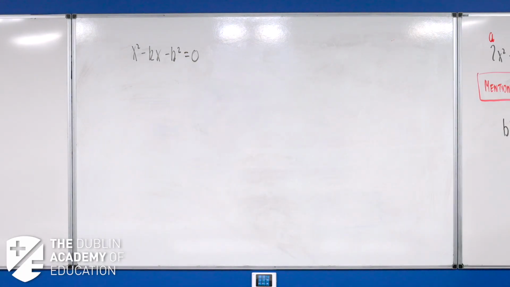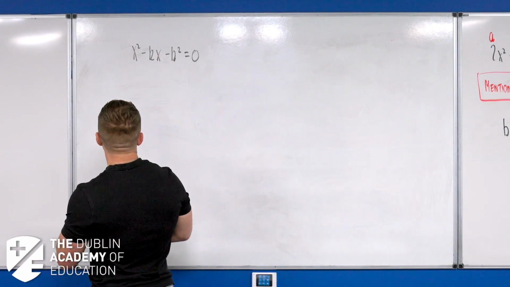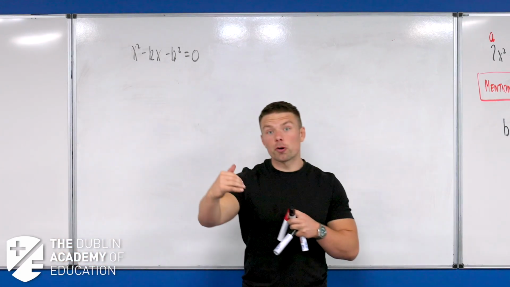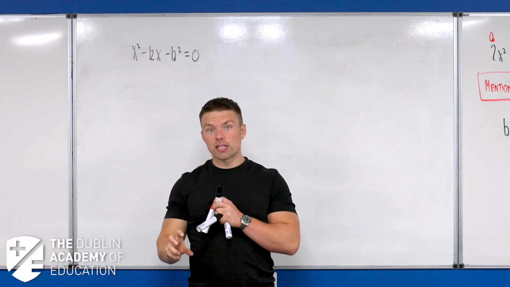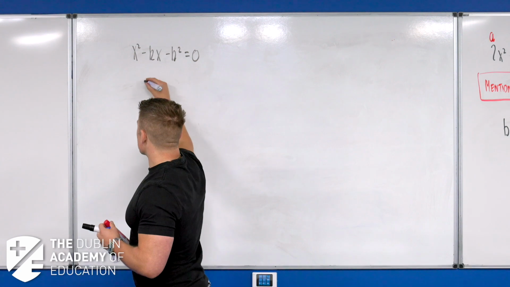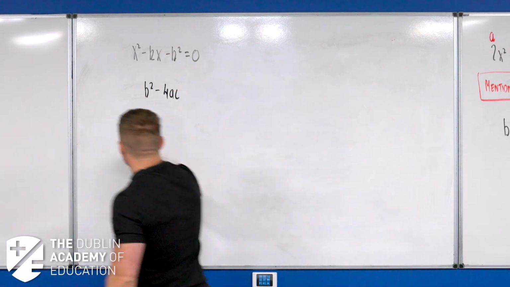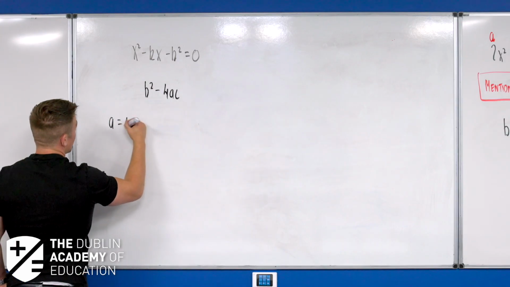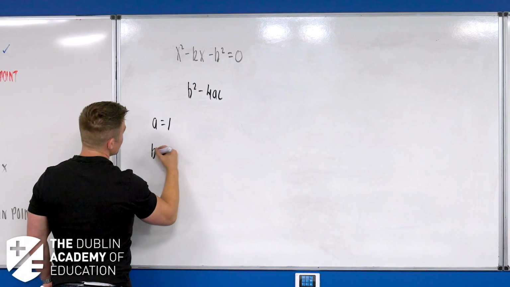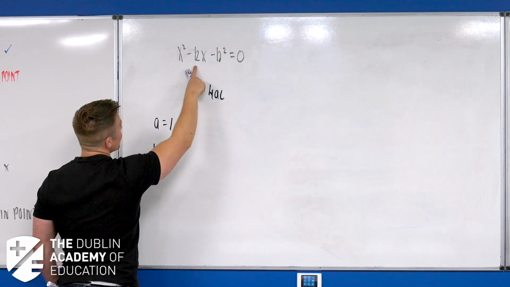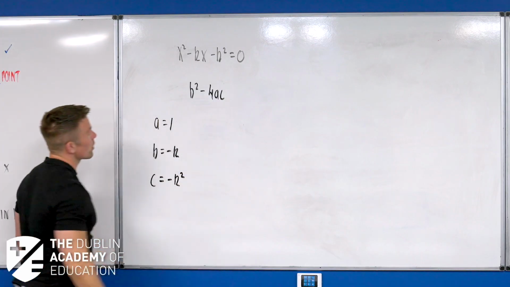Cool. I know it's the nature of the roots question, but note here, they haven't said it equals 0. Okay, because it's asking me to determine the nature. I've got to find out, is it real? Is it not real? Or is it equal to 0? So in this case, I'm just going to fill this out and see what happens. b squared minus 4ac. So a is 1, not x squared. A is the coefficient. A is the number in front of that. A is 1. B is minus k. And C, a bit annoying, is minus k squared.